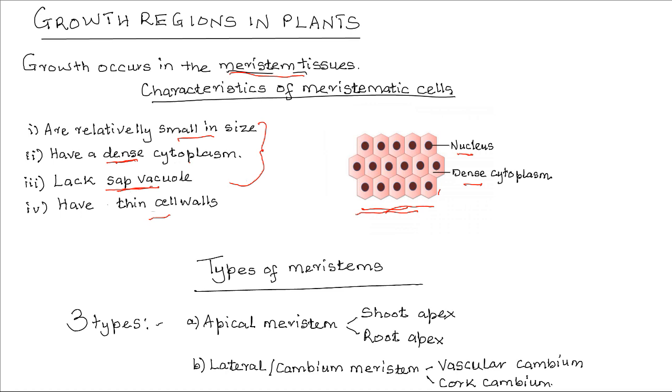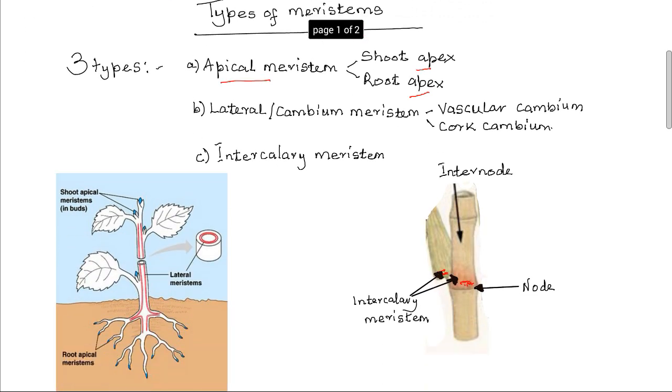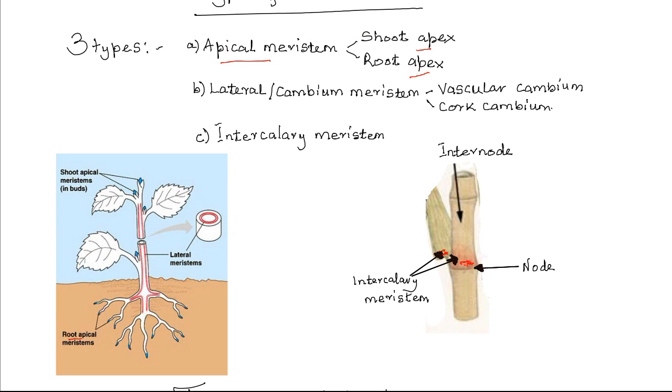Now, there are three types of meristems depending on their location. First, you have the apical meristems. As the name suggests, they are found at the apex of the shoot and the root, shown in this diagram here. The root apical meristems and the shoot apical meristems. These are responsible for the primary growth, resulting in an increase in the length of the plant. Because due to their activity, there will be an increase in the length of the plant.